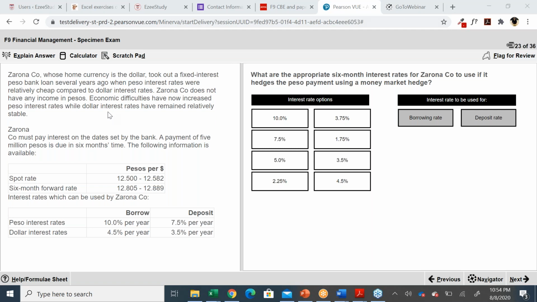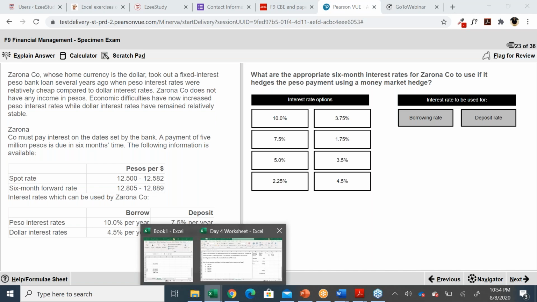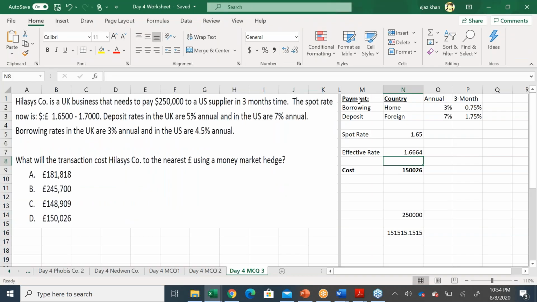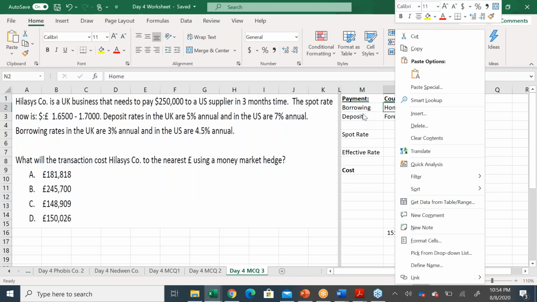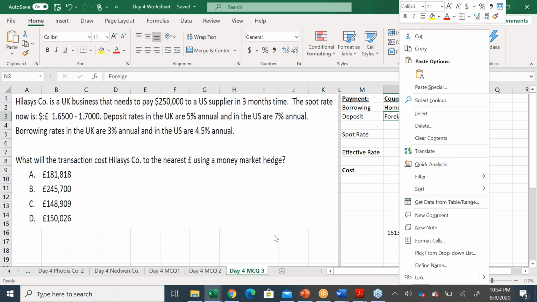First of all, which case is this? Is it a receipt case or a payment case? Yeah, it's a payment case. So in a payment case, let's go back to our question. There was a payment case, right? So the borrowing rate was for the home currency or home country, and the deposit rate was for the foreign currency.